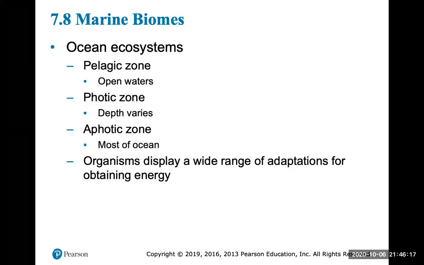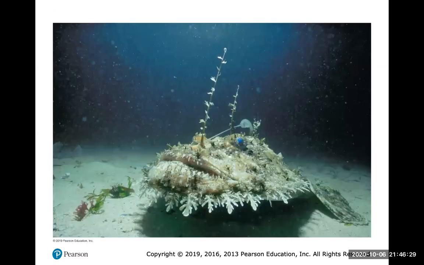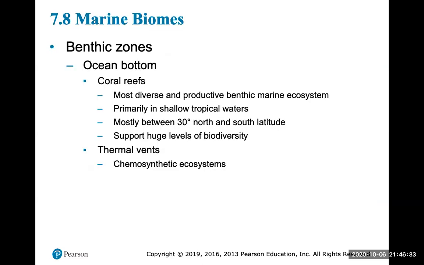Ocean ecosystems have more zones that are divided. Organisms will display a wide variety of adaptations depending on what zone they're in in order to obtain energy. And this is a bottom dweller. The ocean bottom is made up of coral reefs, very diverse, productive. They support huge levels of biodiversity.